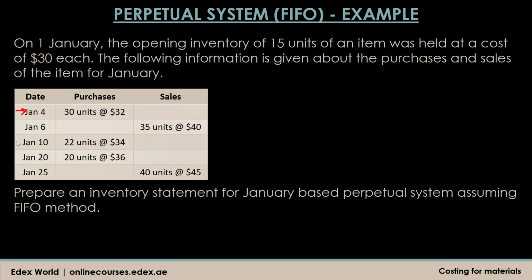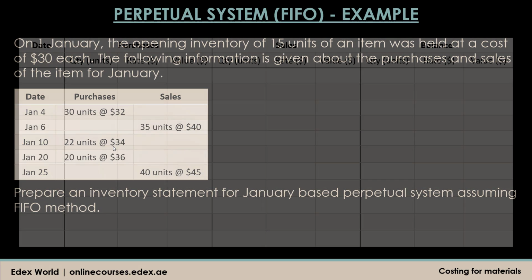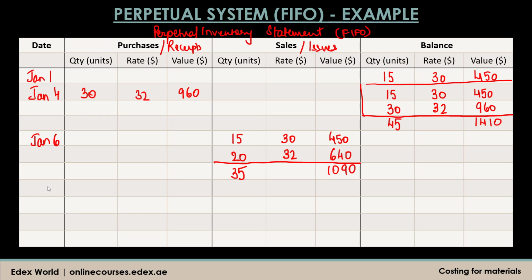Then on Jan 2, 22 units were bought at the rate of $34 per unit. So going to Jan 10, 22 units at $34 per unit, and the overall value of this batch is $748.